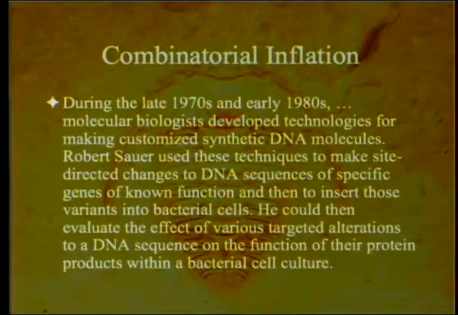And briefly, molecular biologists had developed technologies for making customized synthetic DNA molecules, and Sauer used these techniques to make site-directed changes to DNA sequences of specific genes of known function, and then to insert those variations into bacterial cells. And then he could evaluate the effects of those various targeted alterations to a DNA sequence on the function of their protein products within a bacterial cell. In other words, you could see whether it worked or not and how well.